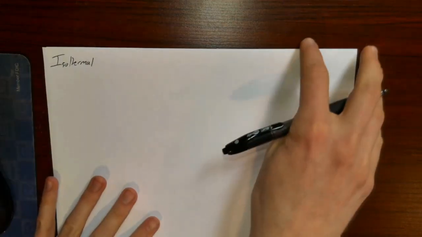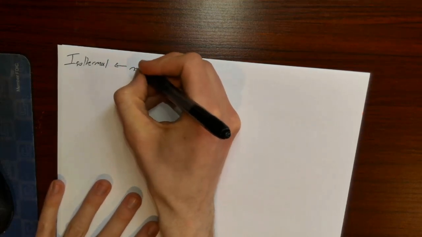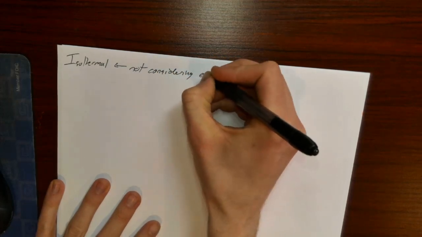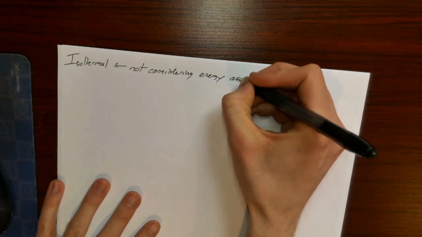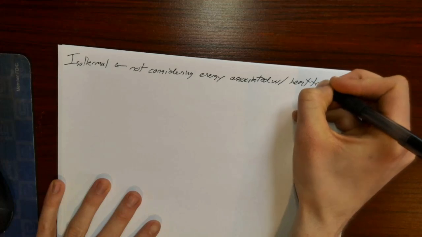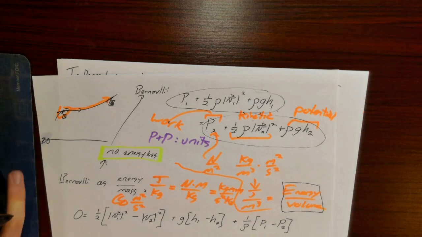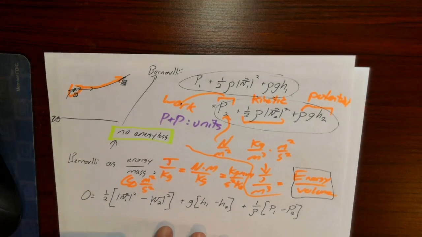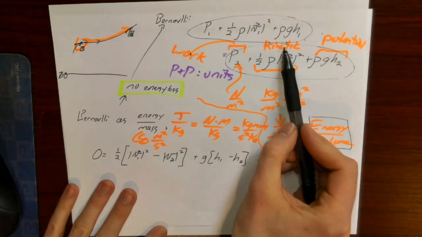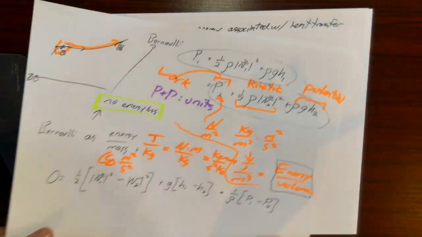First I'm going to talk about isothermal, in the sense that we're not considering energy associated with heat transfer. Right, so strictly speaking, this Bernoulli equation and even this equation here really just talked about kinetic energy and potential energy. We all know that for real, thermal energy is yet another form of energy.